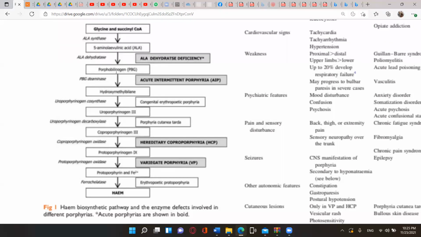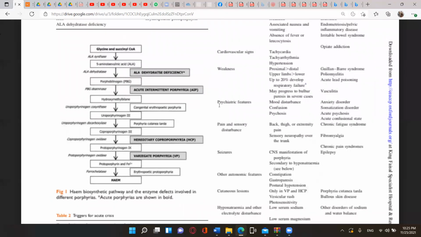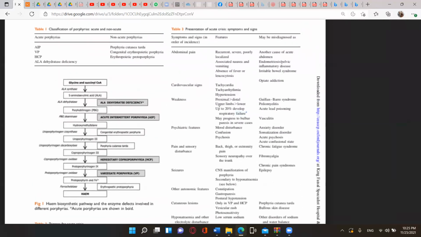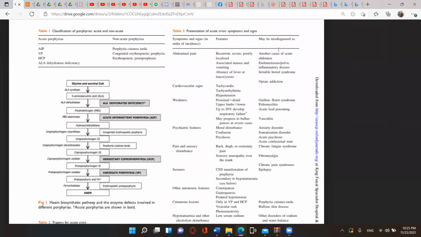Okay, so the signs and symptoms will be abdominal pain. Okay, any stress, whenever there will be stress, there is tachycardia and tachyarrhythmias and hypertension. Okay, and actually these are the more important signs in which it will be presented.